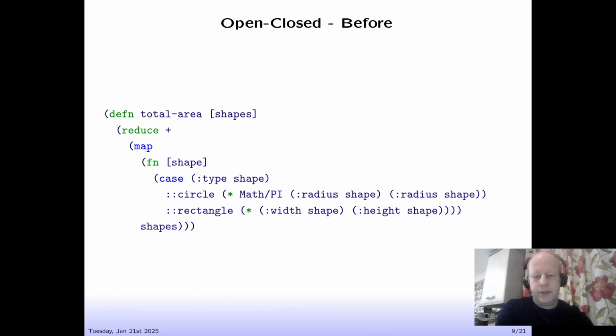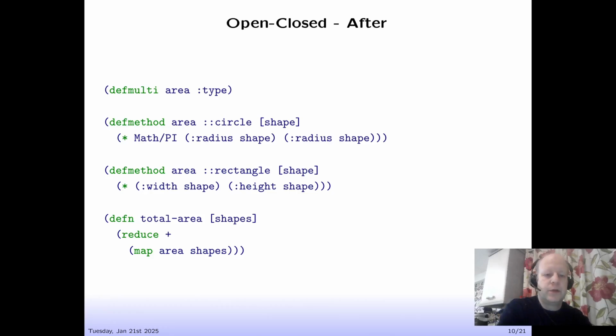A better implementation would be this one, where we have an area multi-method which dispatches on the type of the shape. If the type is circle, it will compute pi times radius squared, and if the type is a rectangle, it will multiply the width with the height of the shape, and the total area is simply computed by applying the area method to each shape and summing the result.